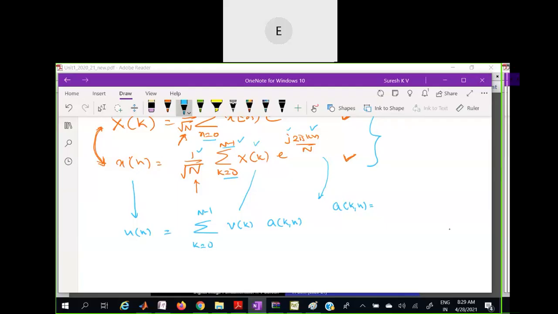J into 2 pi kn by n. It is not j, it is 1 by root n into e to the power of j 2 pi kn by capital N. So if you just plug in these values, you will get back the equation. So a of k comma n is this. I hope it is clear to all of you.